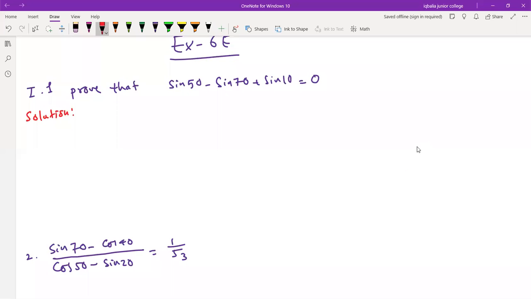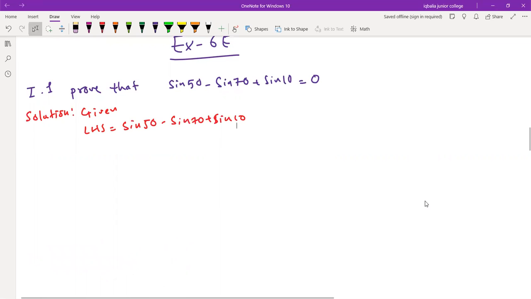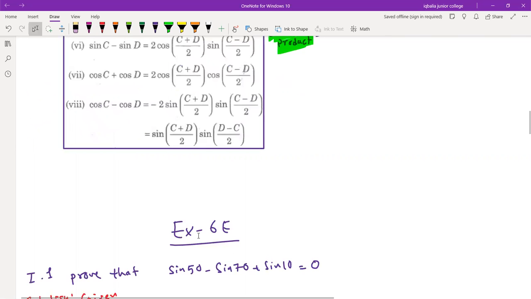In the solution, given that, in the left hand side we have sine 50 minus sine 70 plus sine 10. Now here I can use the sine A minus sine B formula. What is the formula of sine A minus sine B?